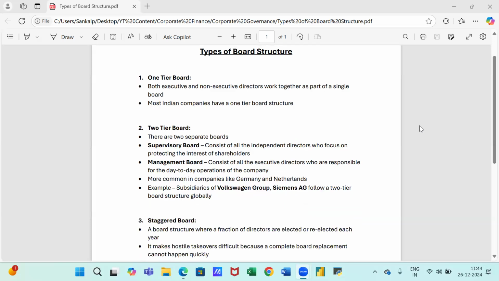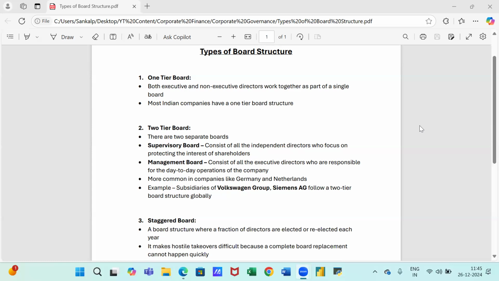Second is your two-tier board structure, wherein there are two separate boards inside the overall board. One is the supervisory board, and the second one is the management board. The supervisory board predominantly consists of all the independent directors who mainly focus on protecting the interest of the shareholders, different shareholder groups, like large shareholders, minority shareholders, some institutional groups, some mutual funds, whatever. So their main job role revolves around protecting the interest of the shareholder groups. Second, we have the management board, which consists of all the executive directors who are also part of the management. And this board is primarily responsible for monitoring the day-to-day operations of the company.